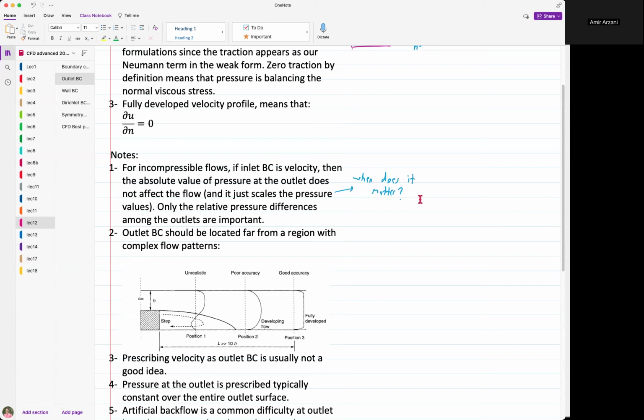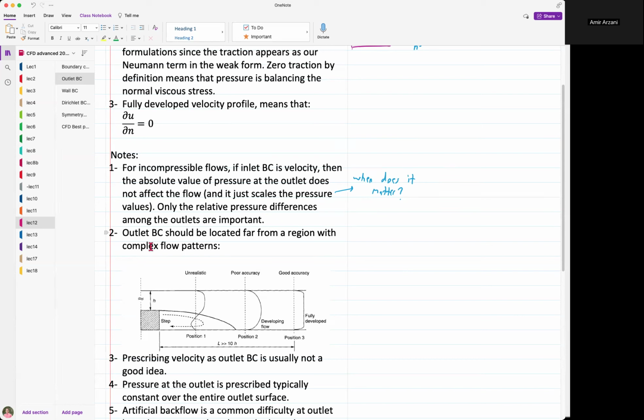So if you're doing rigid wall, then the absolute value of pressure at the outlet doesn't really matter. It's just going to scale things. And of course, if you have multiple outlets, then still the absolute value of pressure doesn't matter. It's really the relative value of the pressure differences or the ratios between the outlets that's going to determine the flow split ratio. That's going to be important.